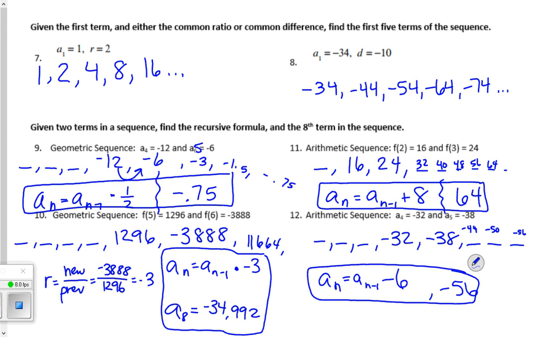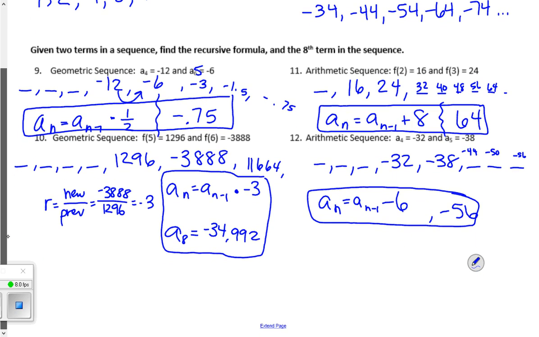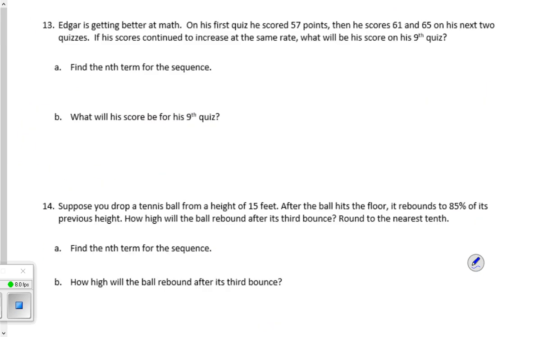Alrighty. So again, let me know if you have questions on any of this when I return. Let's move into some word problems.